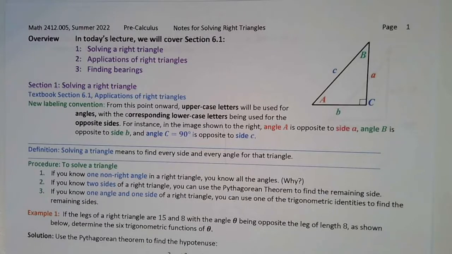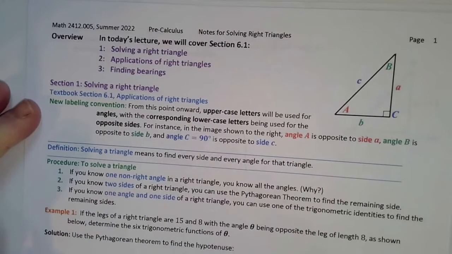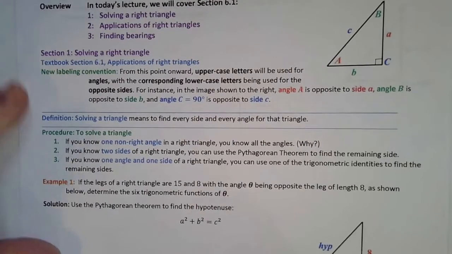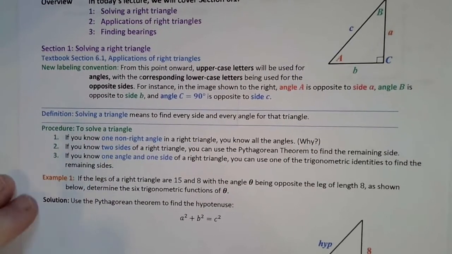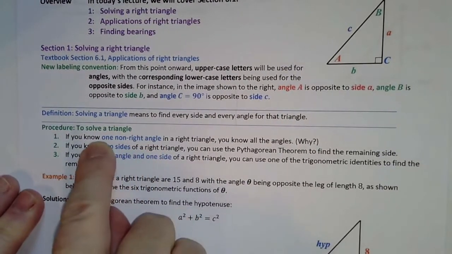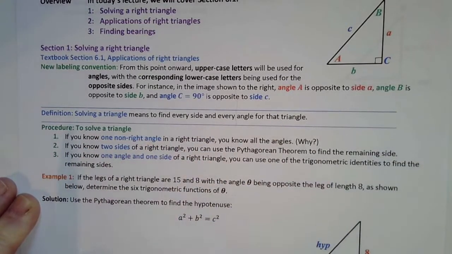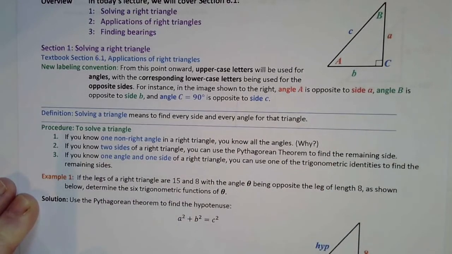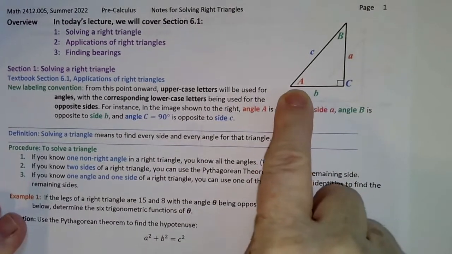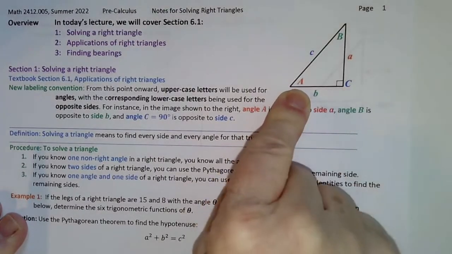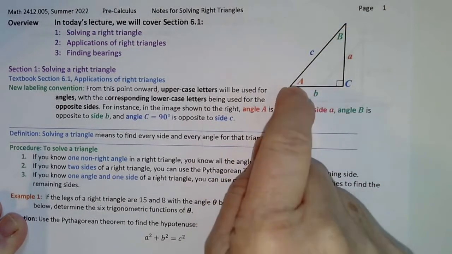To solve a triangle means we want to find every angle and every side for that triangle. So the procedure for solving a right triangle is: if we know even one of the non-right angles, then we know all of them. Well, why is that? For instance, if we know A, and C is given, how do we know B?